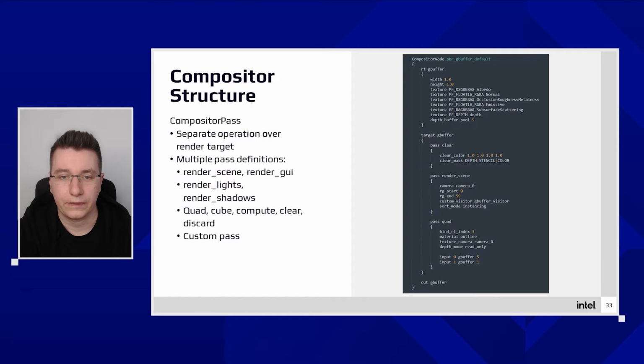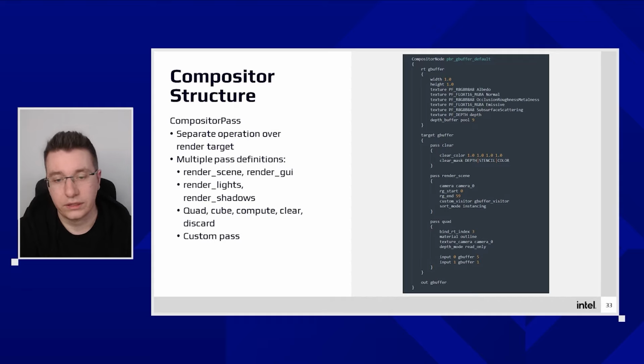Now we have the compositor pass. It defines a separate operation over the render target. We have multiple pass definitions, beginning from render scene and render GUI that give us all instances based on their render group, render light and render shadows. Those passes manage lights. We also have simple post-process passes like full screen quad, cube map, compute shader execution, or clear.